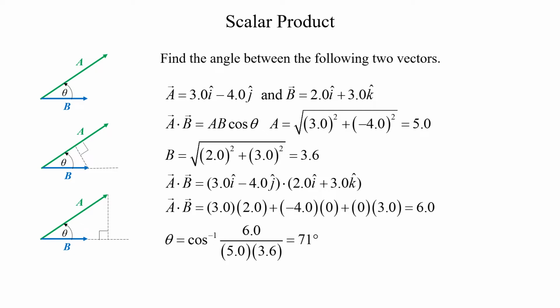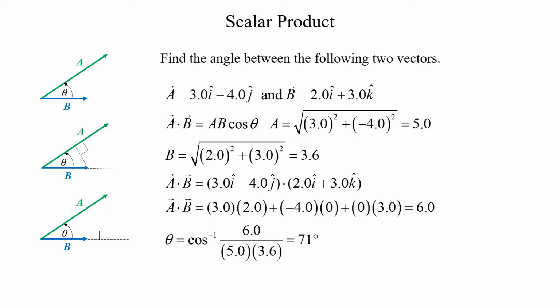So I've got 3.0 i hat minus 4.0 j hat dotted into 2.0 i hat plus 3.0 k hat. So when I do the dot product from the components, I multiply the x components together and the y components together and the z components together. So I multiply the x components together, so I have 3 times 2. Now multiplying the y components together, I have minus 4 times 0, because vector B doesn't have a y component. And then I multiply the z components. Well, vector A's z component is 0, so I have 0 times 3. So I have 3 times 2 plus minus 4 times 0 plus 0 times 3, which gives me 6.